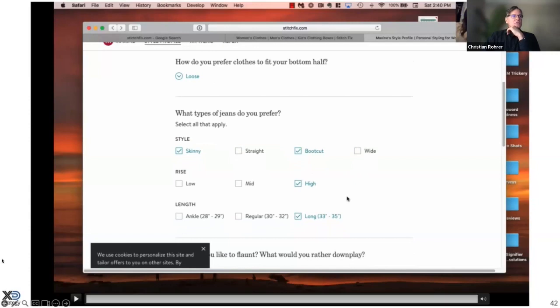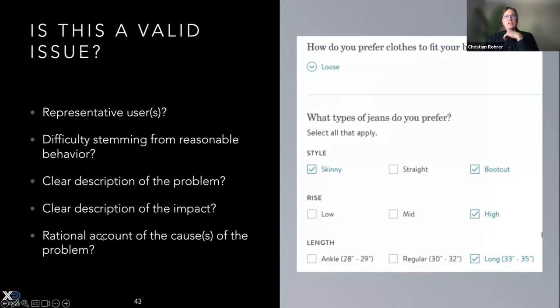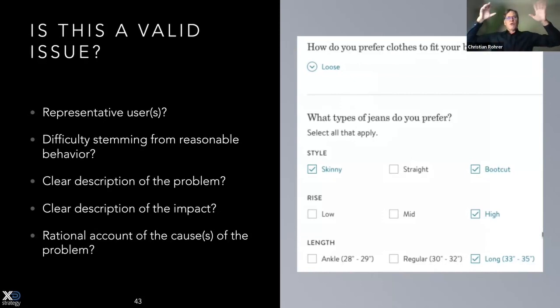Okay, so simple little problem here. Careful. Oops, let me skip ahead. Let's answer the questions. Do we think these are representative users? Well, according to Stitch Fix's website, it's for everybody, so I'd say yes. Did the difficulty they have stem from reasonable behavior? They're going through and filling out a form, was it reasonable? Did they do something really weird? You might say, well, multi-select and single select are really straightforward things that people should be able to answer. But they didn't catch that there was a difference. And I would say the behavior is reasonable.